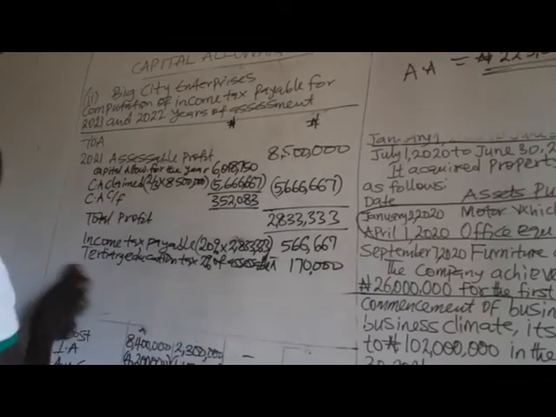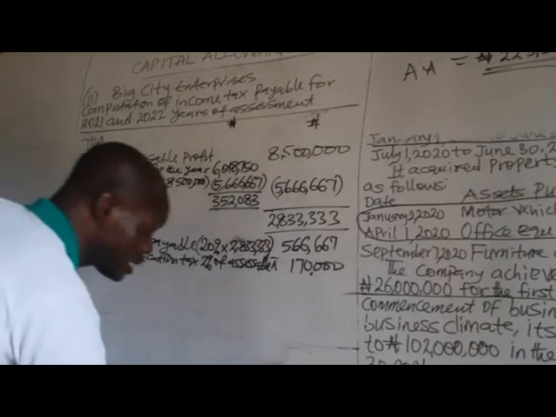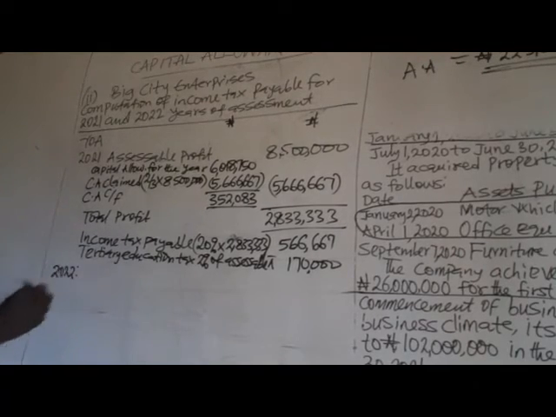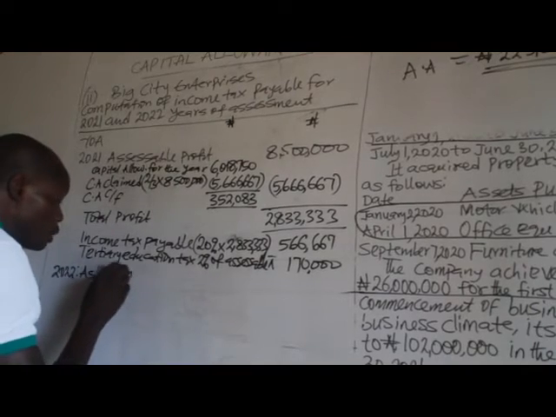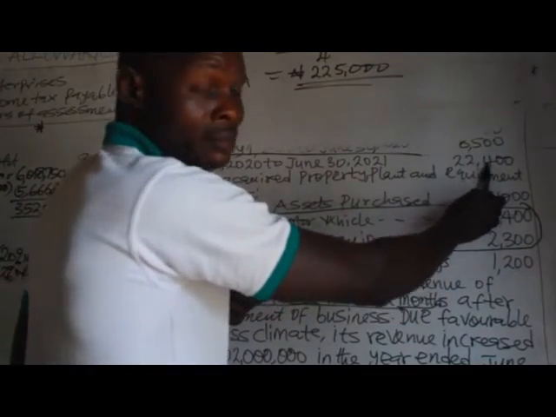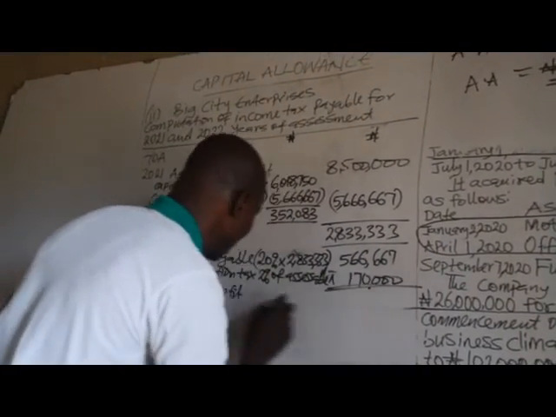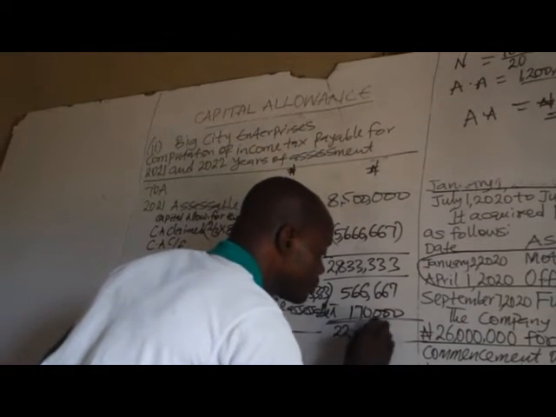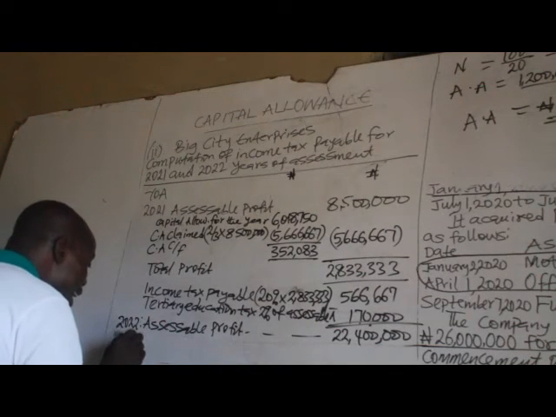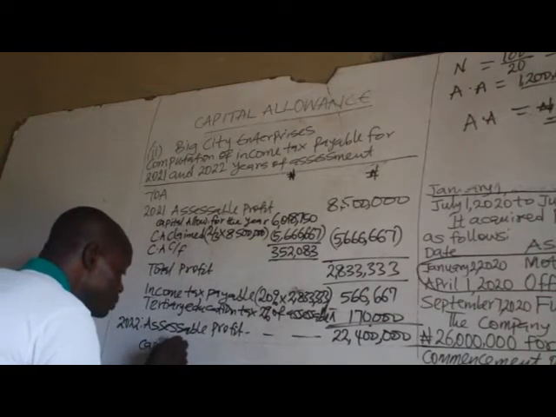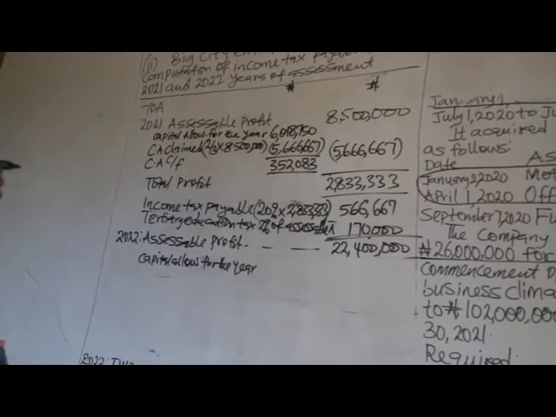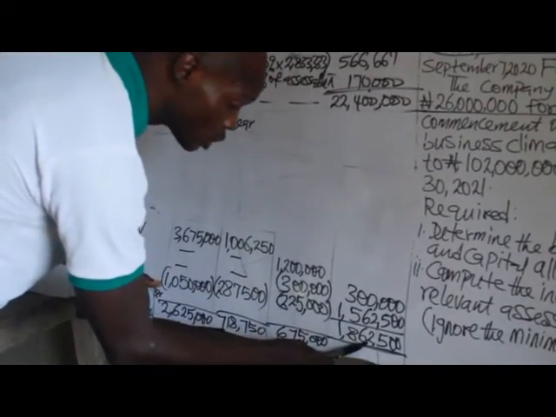Then in 2022 year of assessment, we have the assessable profit. Assessable profit for 2022 year of assessment is a profit of 22.4 million naira, 22,400,000. Then we have the capital allowance for the year. For 2022 year of assessment, capital allowance amounted to 1,862,500.